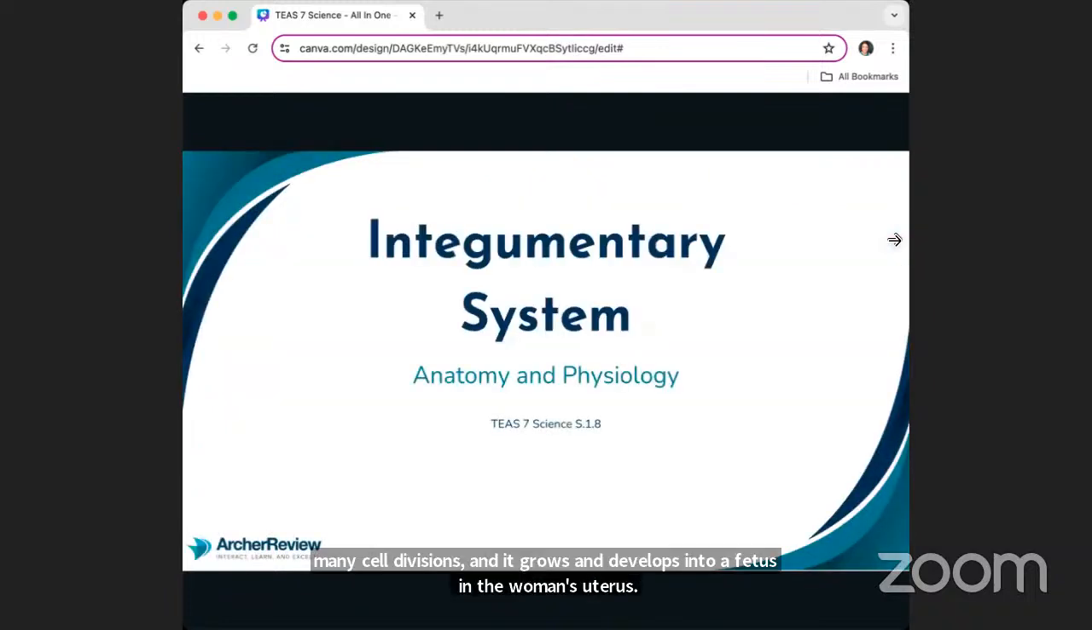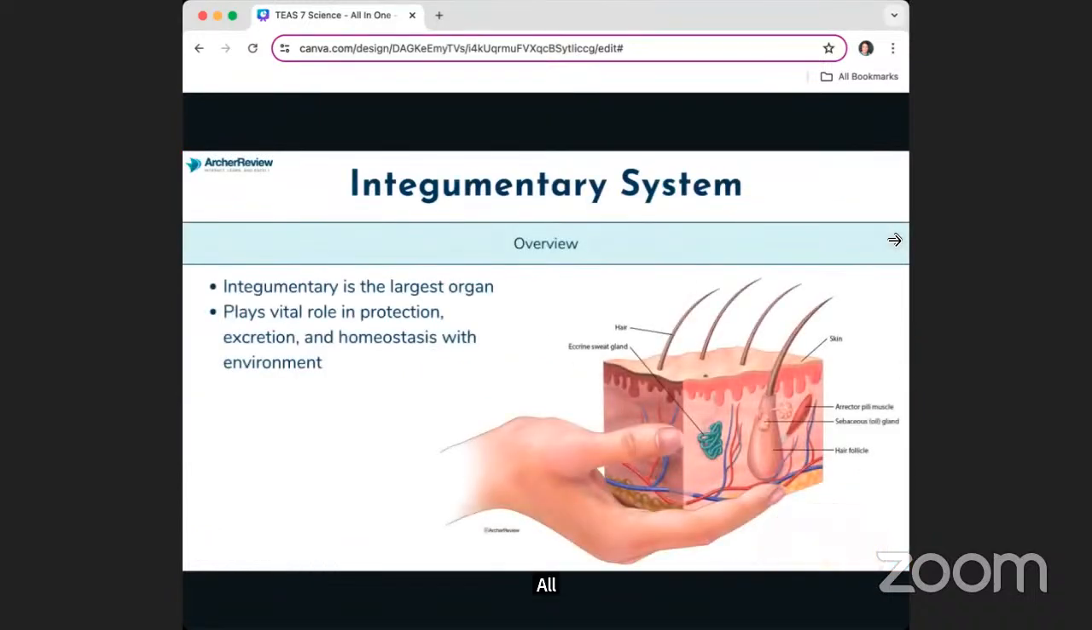All right, moving on to the integumentary system. The integumentary system, you guys, it contains the largest organ. Mostly you would know it as your skin. Now your skin and some other pieces are involved with that, but that's probably what you're most familiar with when I say integumentary system. Mostly your skin, your largest organ. It plays a vital role in protecting you, excretion, getting rid of things out of your body, and maintaining homeostasis with the environment and internally within yourself.